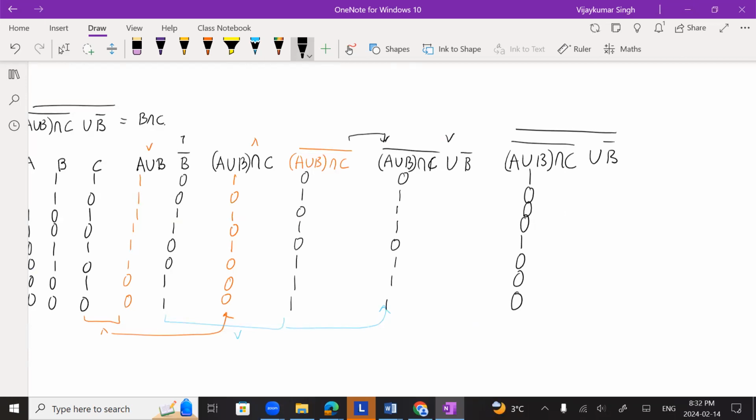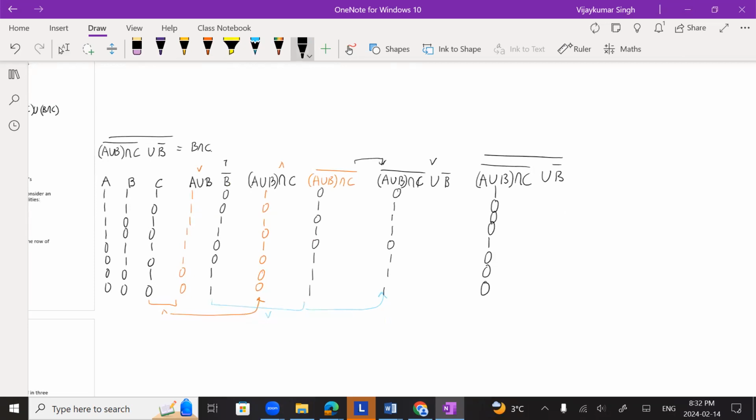Hope so. Now let's see B intersection C. That means AND of these two, right? So we have B intersection C. So AND of this. Let's just check. First one is going to be 1. And then we have 0, 0, 0, right? Yeah. So 0, 0, 0. And then we have 1. And then we have 0, 0, 0. There you go. All right.